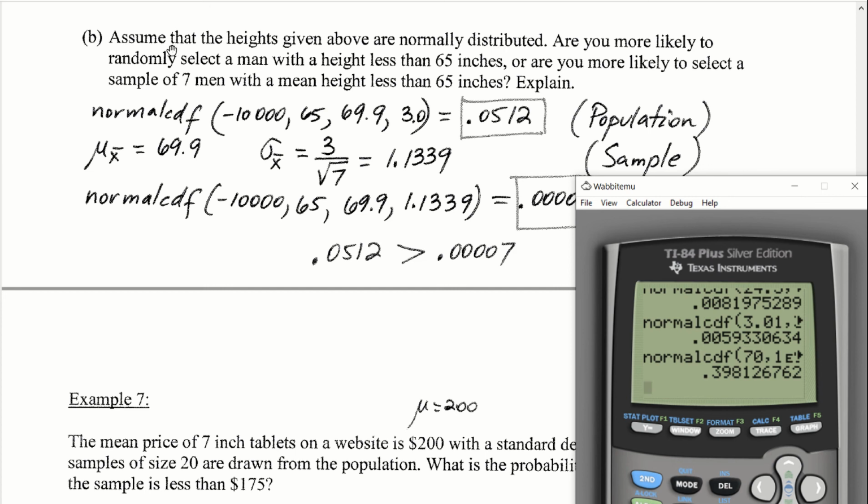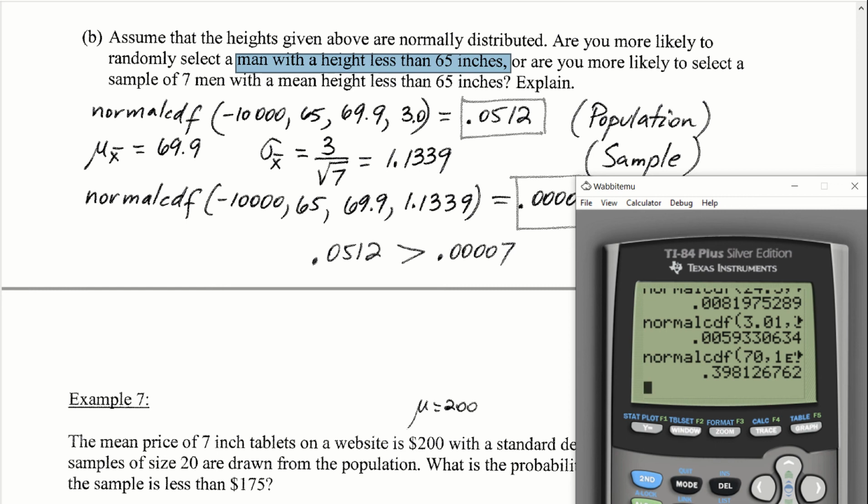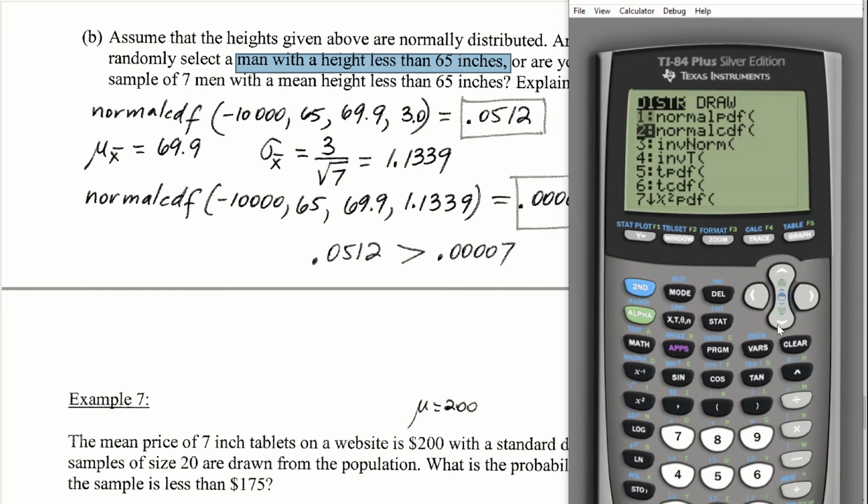Let's start with the probability of selecting a man with a height less than 65 inches. That's a probability on a single individual, which is an element of the original distribution. So if I want to compute that probability, I'm going to use my normal CDF, second distribution, normal CDF. If you want to, you can sketch it out. But less than 65 inches, it's going to go all the way to the left. That's going to be negative 1e99. The right bound is going to be 65.